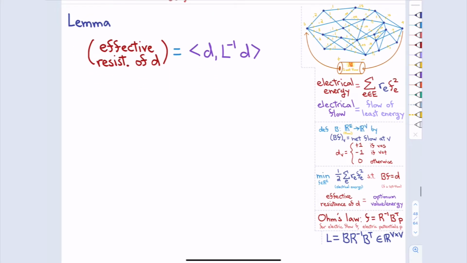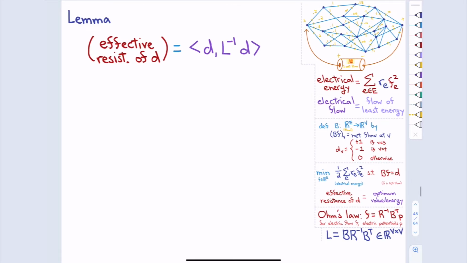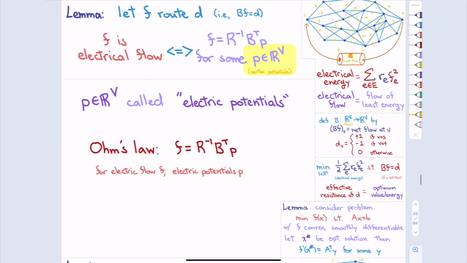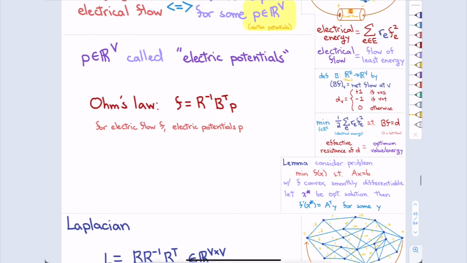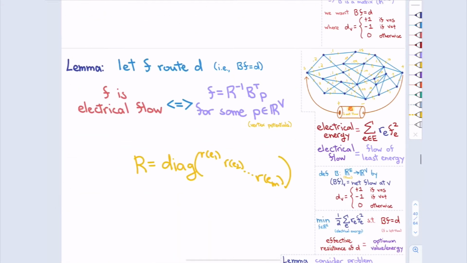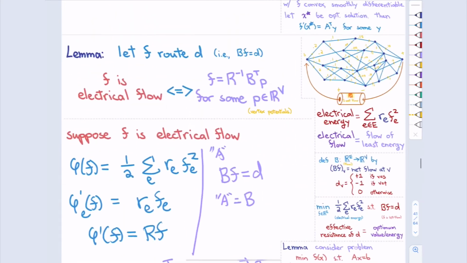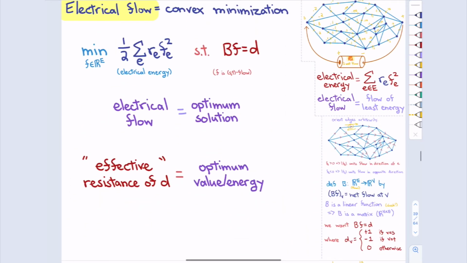Did I point this out before? Did I mention effective resistance? Okay, one sec. Did I forget something? Okay. Oh, okay. So here it was.